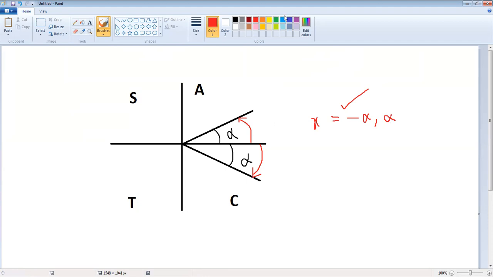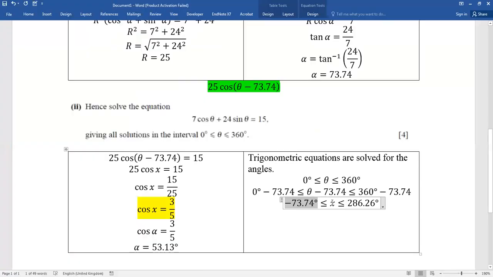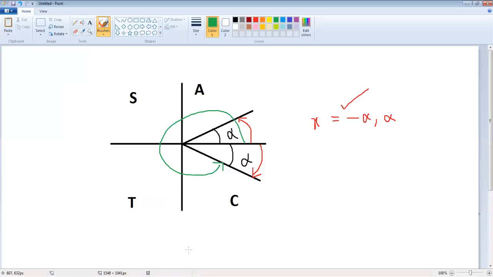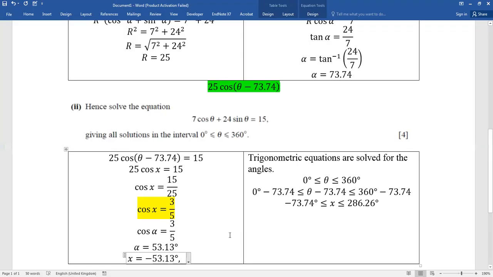Another value that you might think can be a part of the solution is 360 minus alpha. But once you do that, it is out of the range of angle that you have already established. Is this clear, class? So the two values of x that we have are negative alpha, which is negative 53.13, and the other one is positive alpha, which is 53.13.